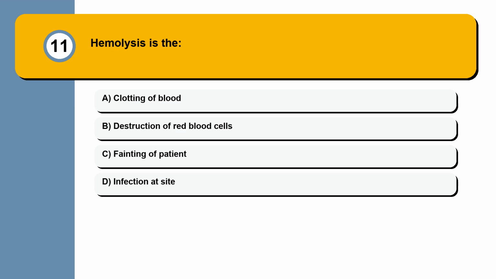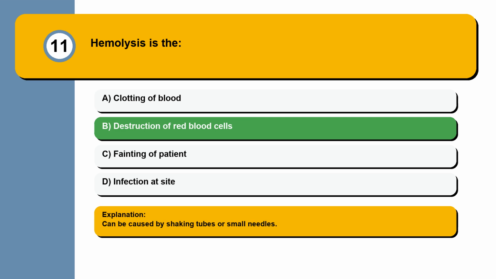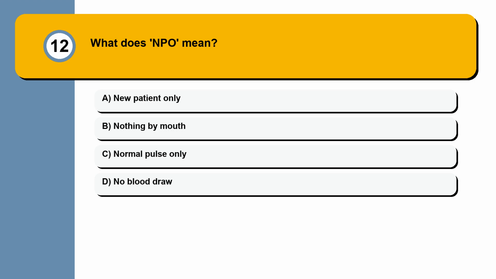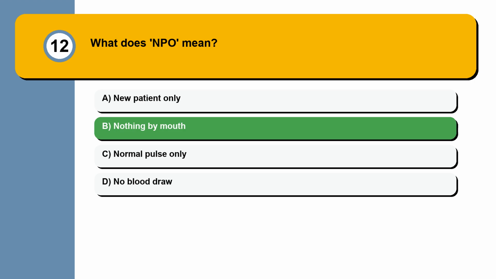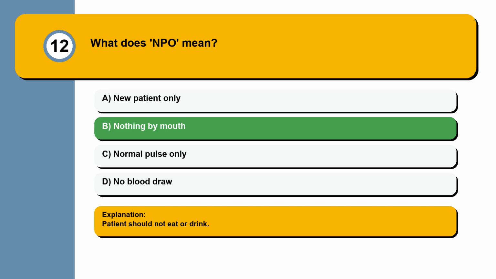Question 11. Hemolysis is the clotting of blood, destruction of red blood cells, fainting of patient, infection at site. Can be caused by shaking tubes or small needles. Question 12. What does NPO mean? New patient only. Nothing by mouth. Normal pulse only. No blood draw. Patient should not eat or drink.